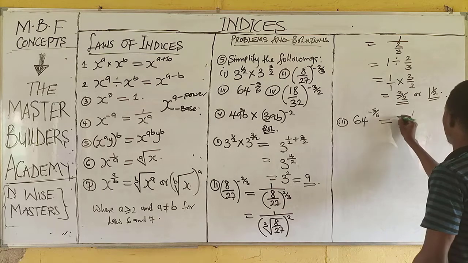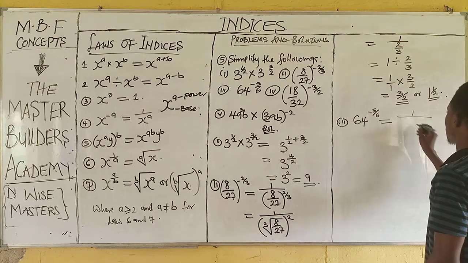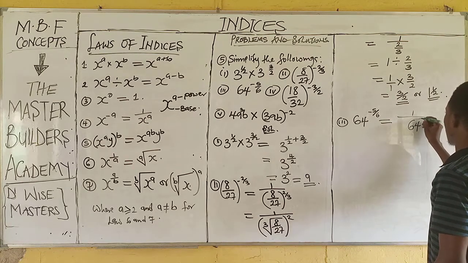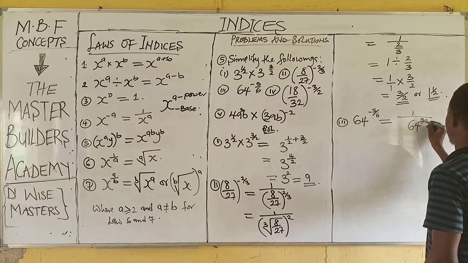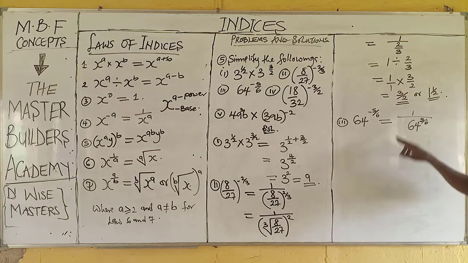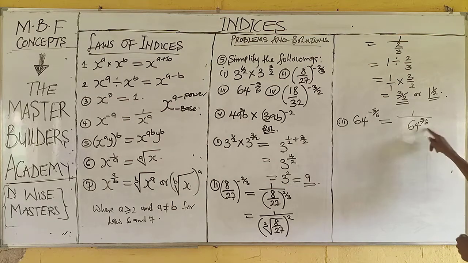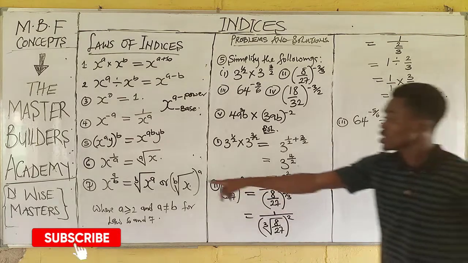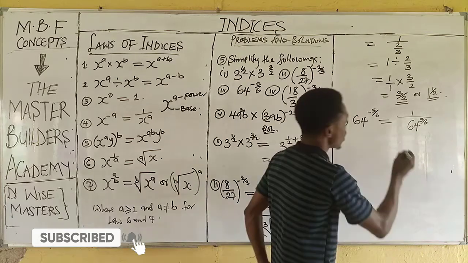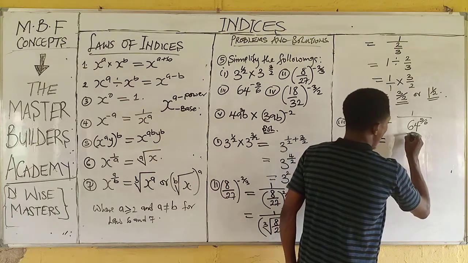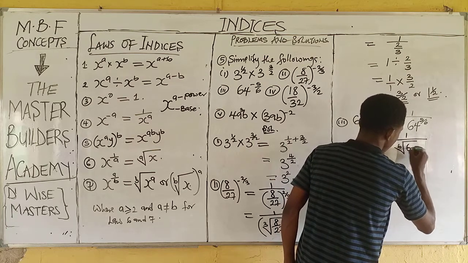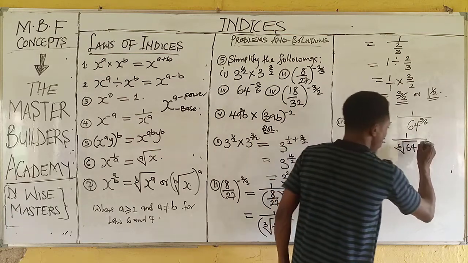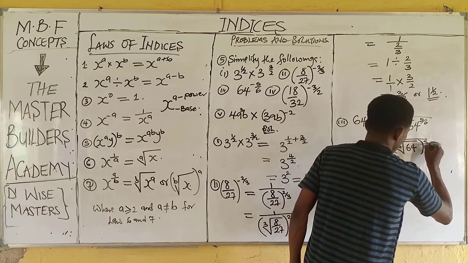Then we have 1 all over 64 raised to the power of 5 over 6. We just removed the negative. Now the next thing we are quickly going to do here, guys, is to find the sixth root of this denominator, because this is law 7. So the denominator is the root, which will be outside. Therefore, we will have this to be 1 all over the sixth root of the base 64. Don't forget the base is what is inside, then all raised to the power of 5.